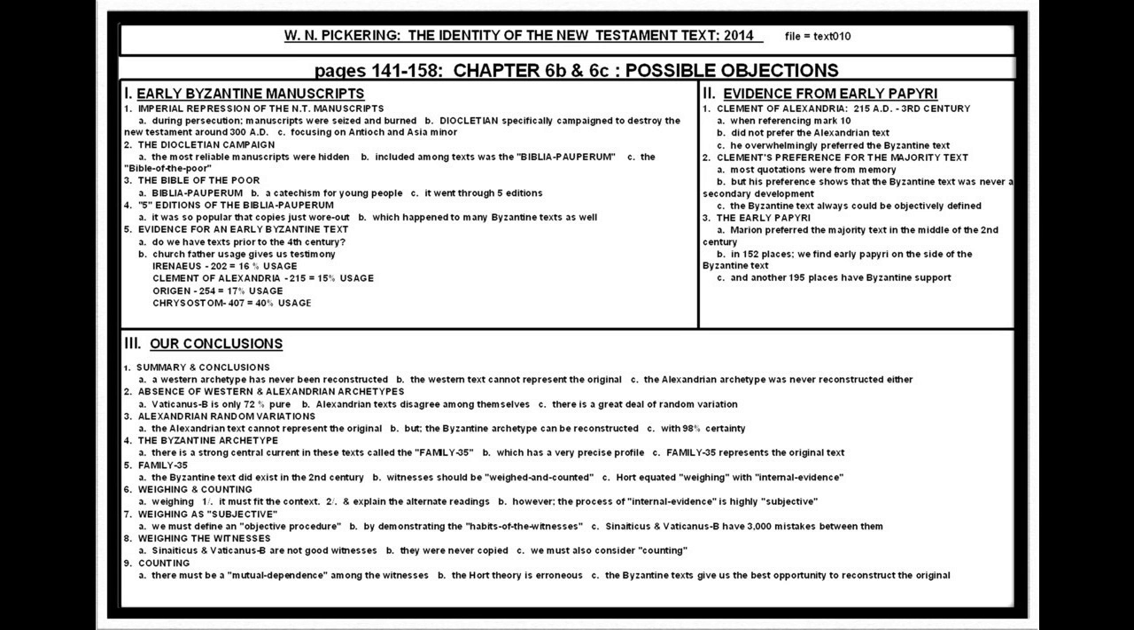So, block 1 and block 2, Pickering gives us church father support and early papyri support for a generally agreed upon Byzantine text and a Byzantine archetype. And that is going to build to what he wants to do next, and that is very simply he wants to shape his conclusions for us in the remaining part of chapter 6. Let's go to block 3 and listen to Pickering conclude. Basically, he's concluding chapters 5 and 6.